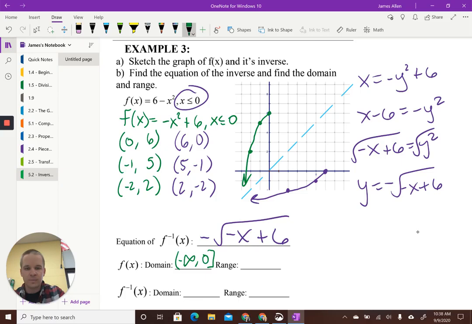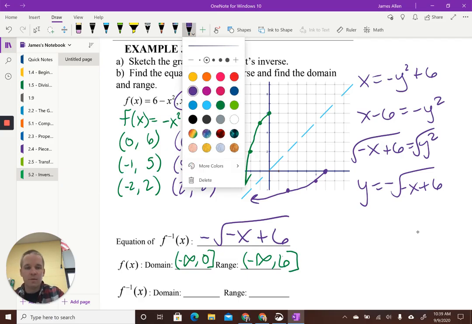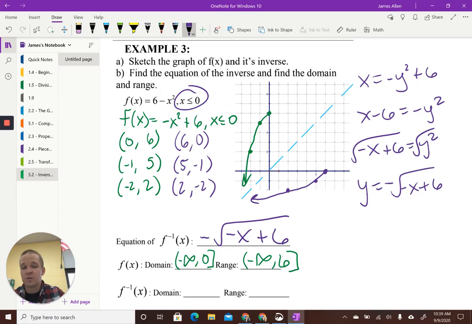And my range is all the way at -infinity. It's going down, right? And where does it stop going up? Stops at 6. So by looking at the graph and also knowing behavior of these inverses, we should know that these are just switched. Let's see if it is. My domain is going from -infinity, and it stops at +6. Look at that. The exact same as the range from the function.